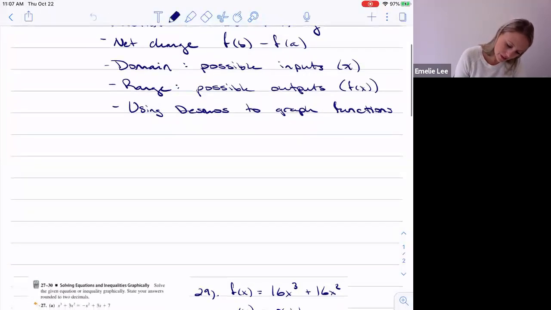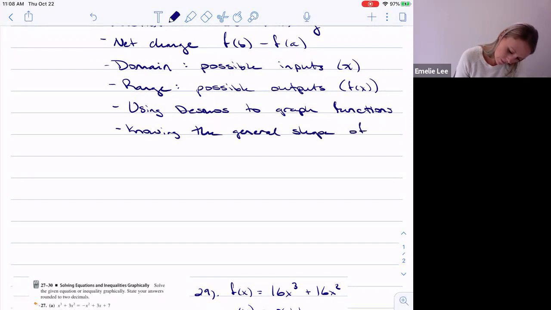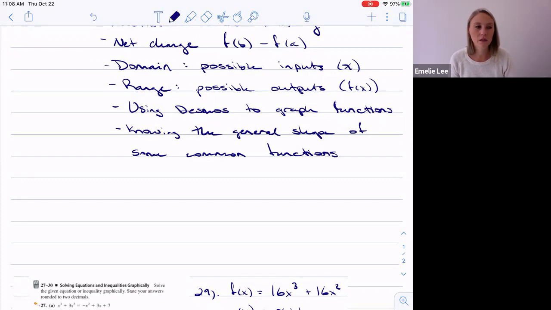So we talked about knowing the general shape of some common graphs or common functions. What does an even power of x look like? In general, it looks like this. It's got a parabolic shape. An odd power of x is going to look like this, kind of dancing around, right? And then the root functions are kind of off to the side, depending on the domain.